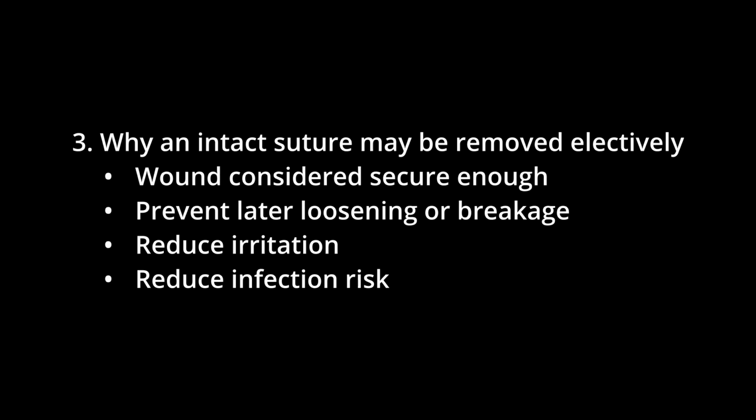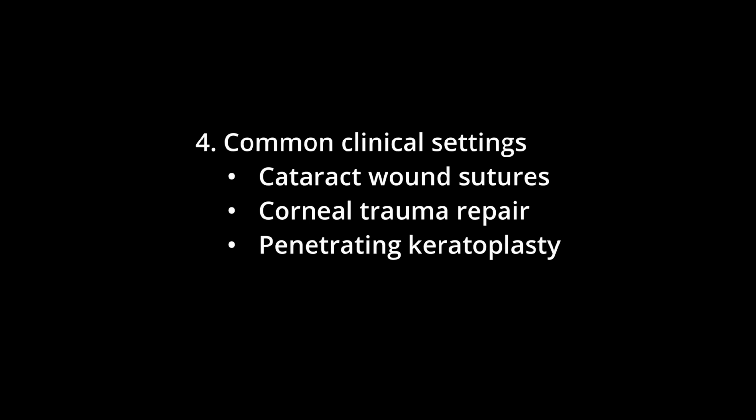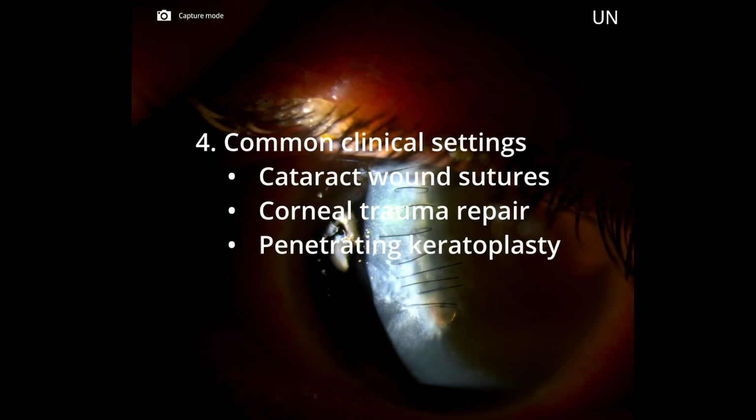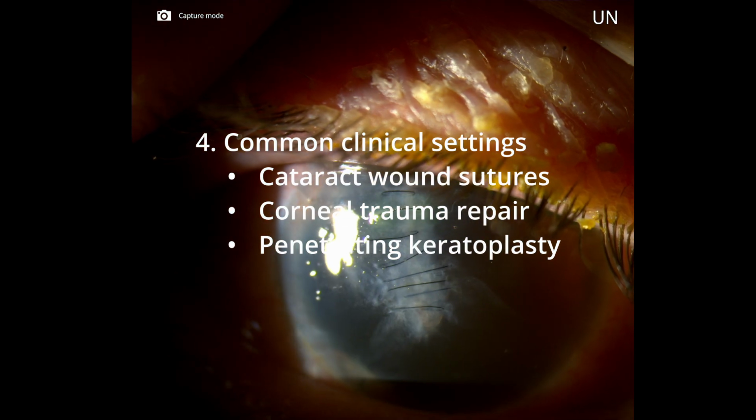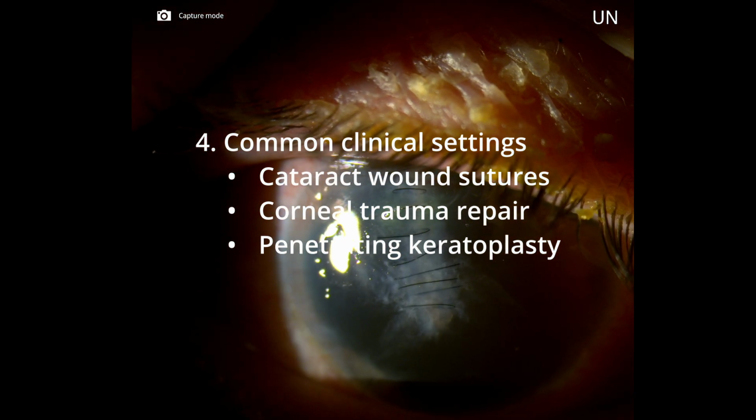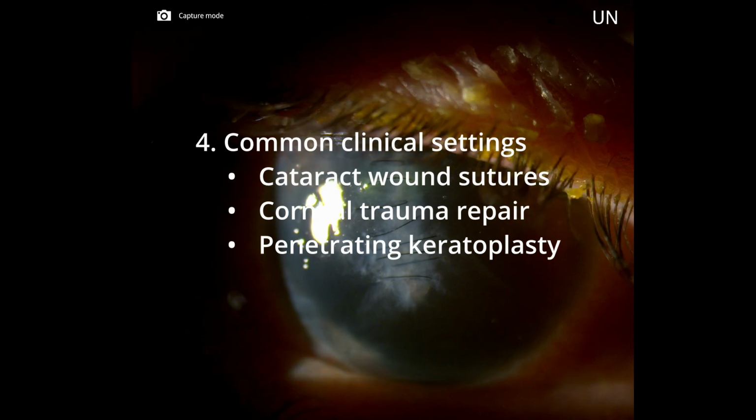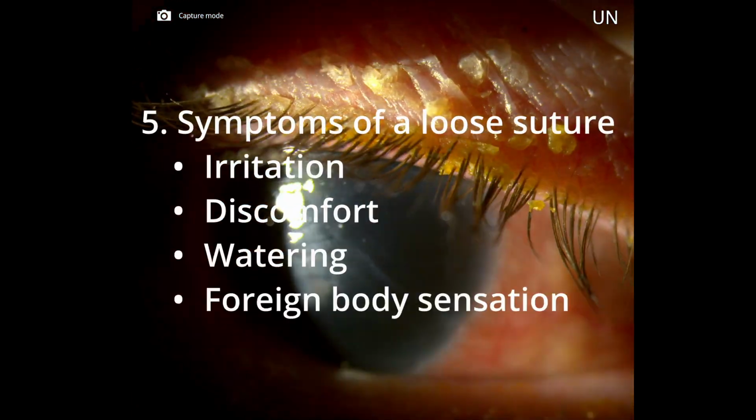By contrast, a suture that is not loose may be removed electively once the wound is judged to be secure enough, in order to prevent later suture-related complications such as loosening, breakage, irritation, or infection. Corneal tissue heals slowly and sutures are often left in place for many months until the eye is considered ready. Typical scenarios include cataract wound sutures, sutures after corneal trauma repair, and sutures after penetrating keratoplasty.